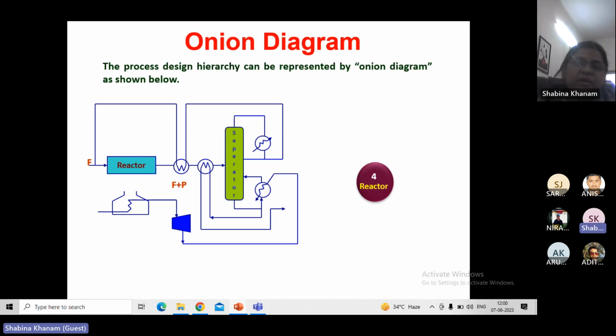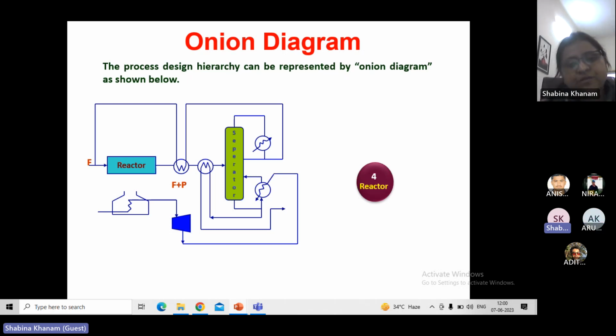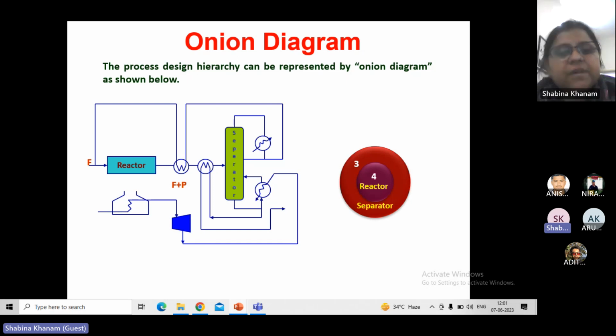So if you see the onion diagram, basically there are layers inside. Through this diagram, we can represent a chemical process very easily. As I told you, we need to make any product, so that product will be made from the raw material. So raw material has to react to give product. So the primary unit in any chemical process is the reactor, and we consider that as the core. Let's say A reacts and gives C plus D. So this is the reactor, and then C and D would be separated. So the separator would be the second layer.